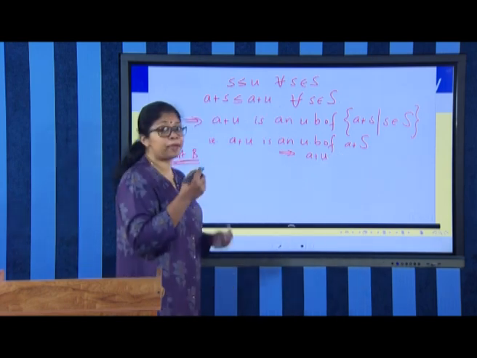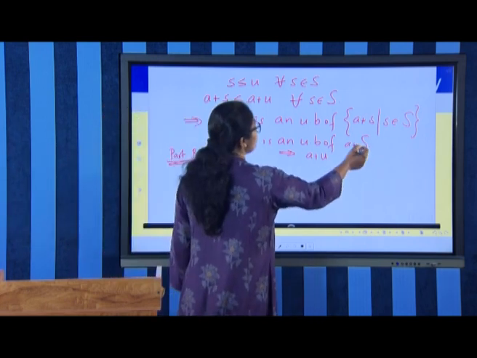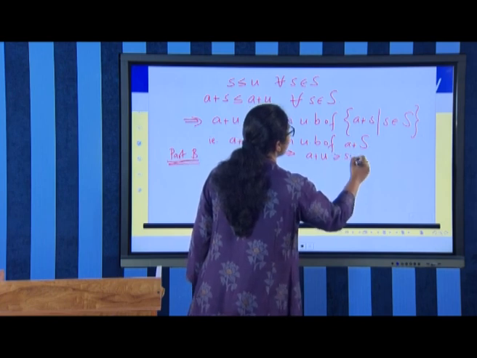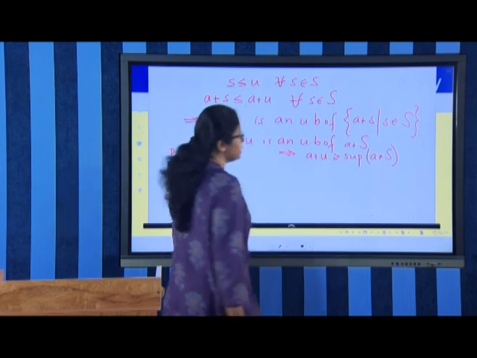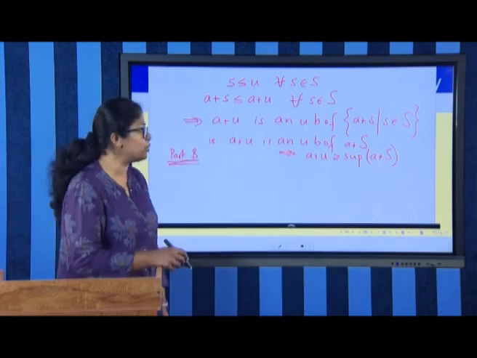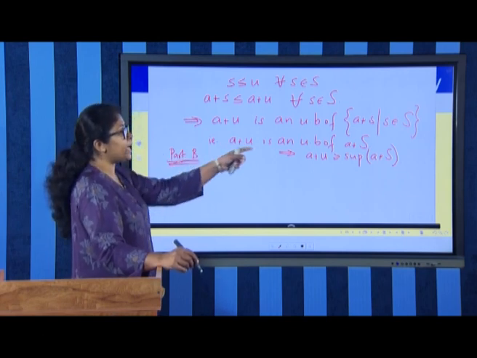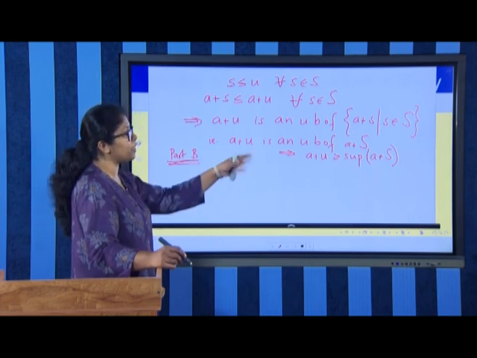So what is the supremum? Supremum is the least upper bound. So, A plus U is an upper bound of A plus S implies A plus U is greater than or equal to the least upper bound of A plus S. That is, A plus U is greater than or equal to supremum of A plus S. Now, it is enough to prove that A plus U is less than or equal to supremum of A plus S. Then we are done.